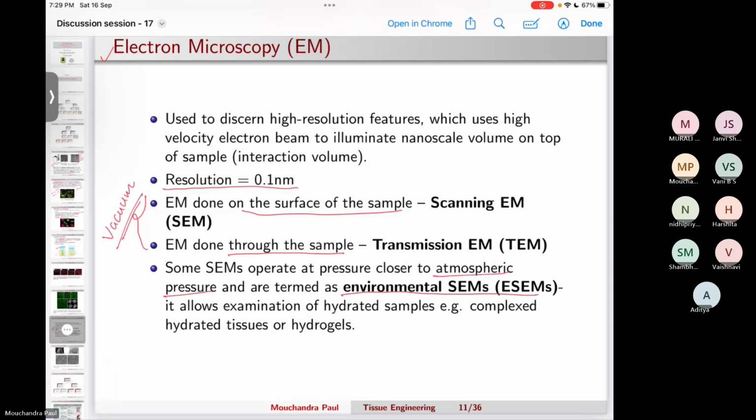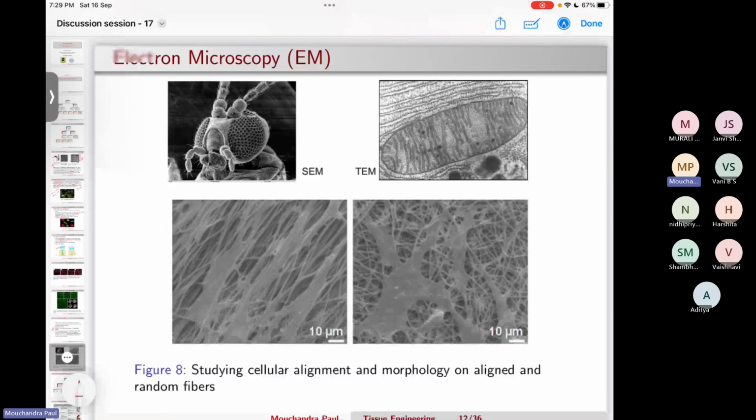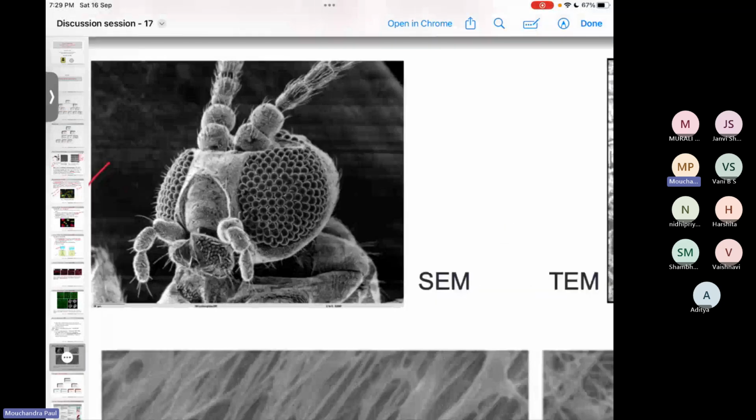Okay, here are some images of how SEM and TEM are used to make images. This is the face of a Drosophila taken through SEM. The electron beam is only falling on the surface, so you are able to understand the structural features of the face of Drosophila very finely. You can even see the fine hairs. See how fine a resolution you are able to get through electron microscopy.